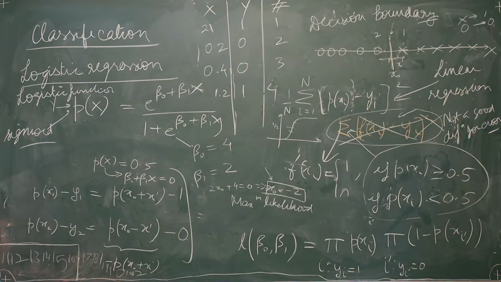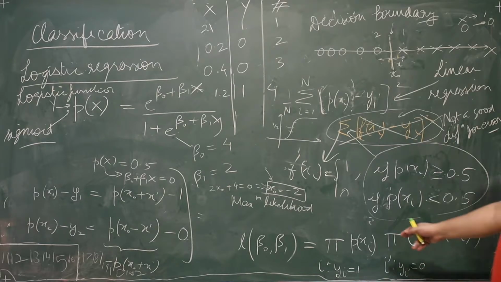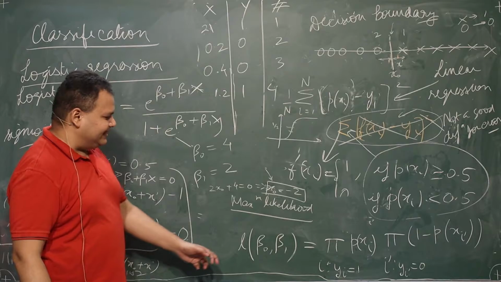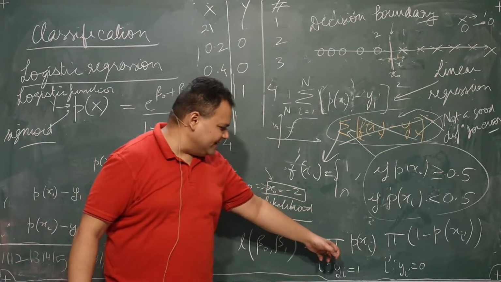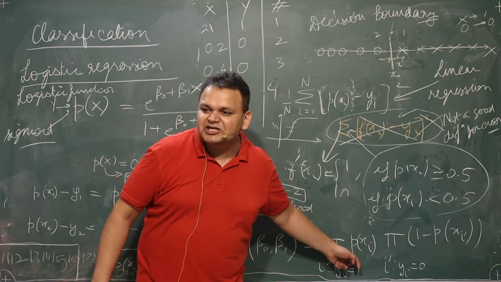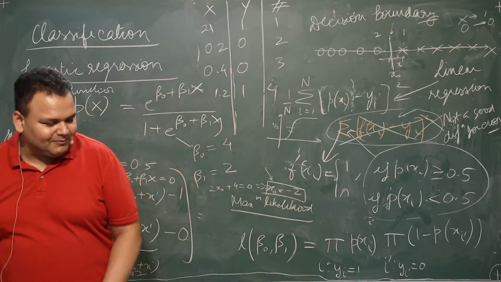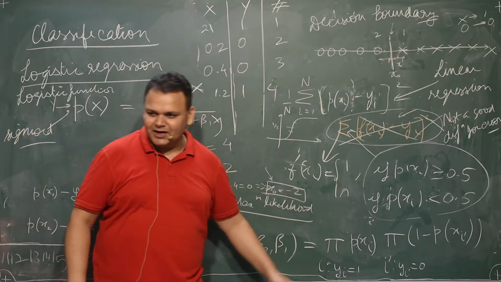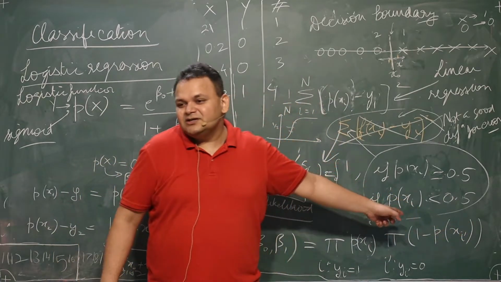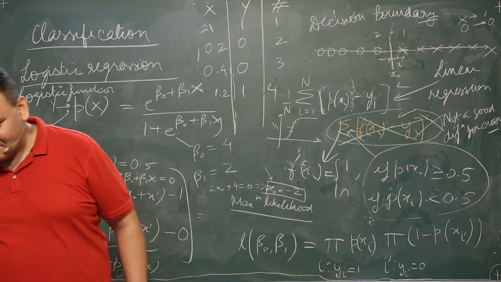So let us, yeah, we are talking about maximum likelihood. Do you think that this is even better? So what are we doing here? We are multiplying all the probabilities for which the output is 1. Okay, we are multiplying all those probabilities for which the output is 1, and we are multiplying 1 minus the probabilities for which the output is 0.